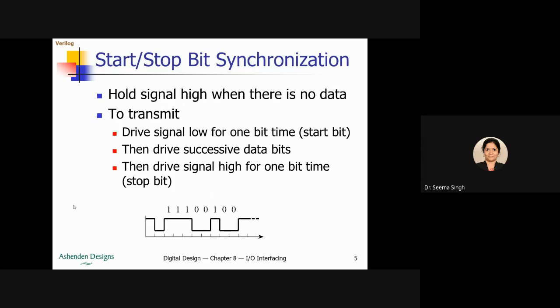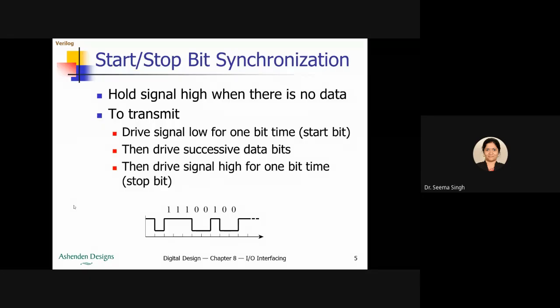But when it remains at a high logic level, the receiver remains idle. It understands that no data is being transmitted. When the receiver detects a low logic level of the start bit, that is the time it prepares to receive the data. It waits until the middle of the first bit time and shifts the value on the signal into the receiving register, and then it waits for successive bit times, shifting each bit into the shift register.